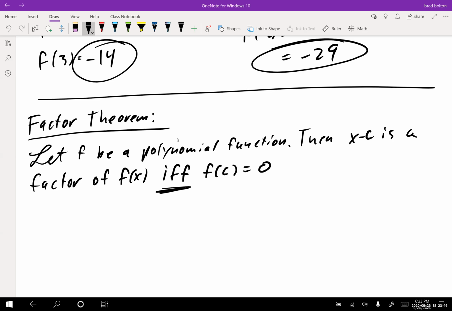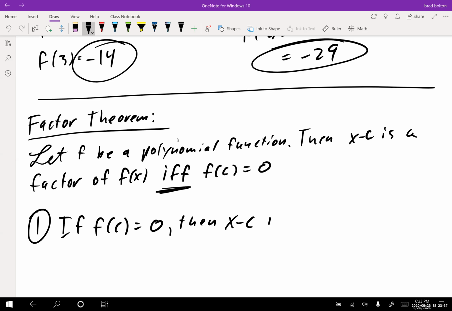If and only if is powerful because it's a two-way street. It means that let f be a polynomial function, then x minus c is a factor of f of x if and only if f of c is 0. Well, this means two things. This means if f of c equals 0, then x minus c is a factor, right?